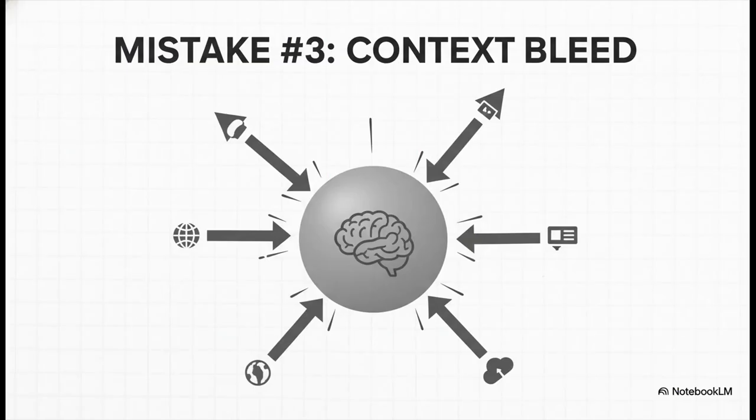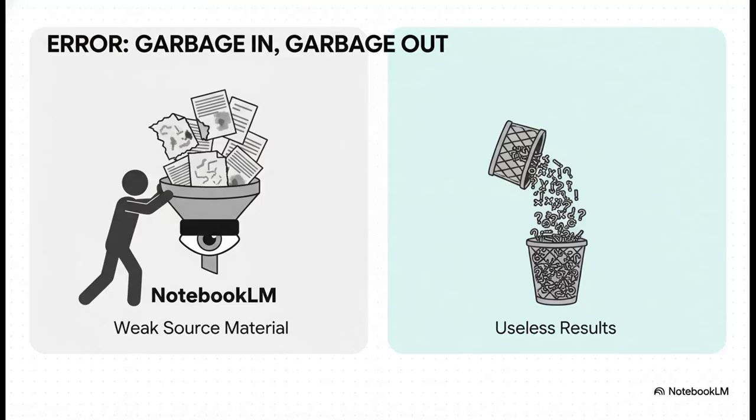And the last big mistake is something called context bleed. It's pretty straightforward. You're treating NotebookLM like it's ChatGPT or Google. You're asking it broad questions about things you haven't even uploaded. You got to remember, it has zero knowledge of the outside world. And this really shows the consequence, right? It's the classic garbage in, garbage out.